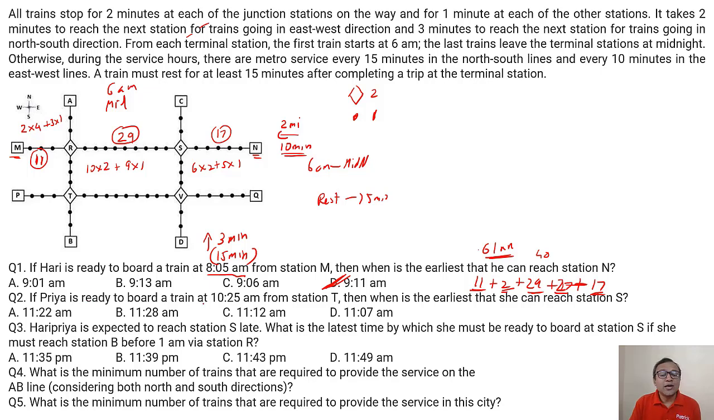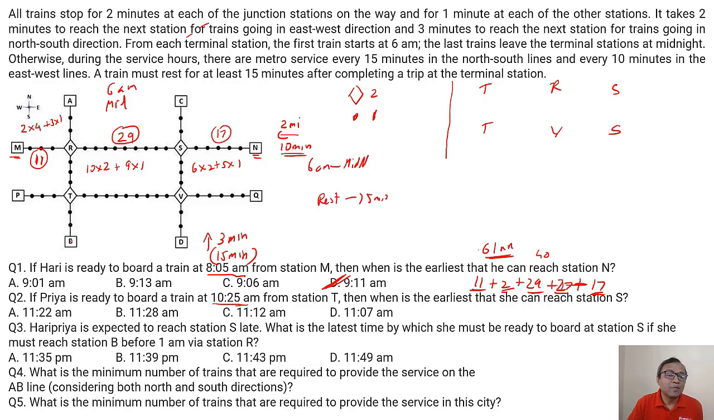If Priya is ready to board the train at 10:25 from station T, what is the earliest she can reach station S? I can go from T to R and then to S. That's one route. Or I can go from T to V and then to S. Two options. I'm starting at 10:25 at T. Say I have to go to R. What's the earliest train I can catch?